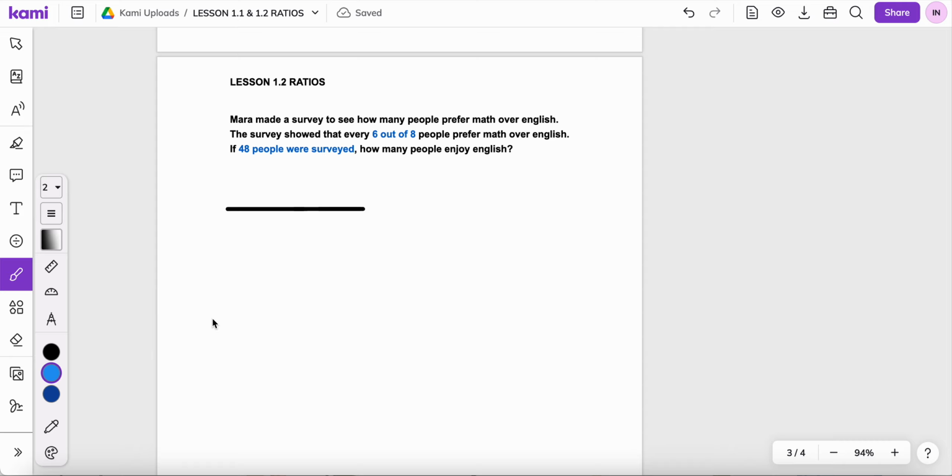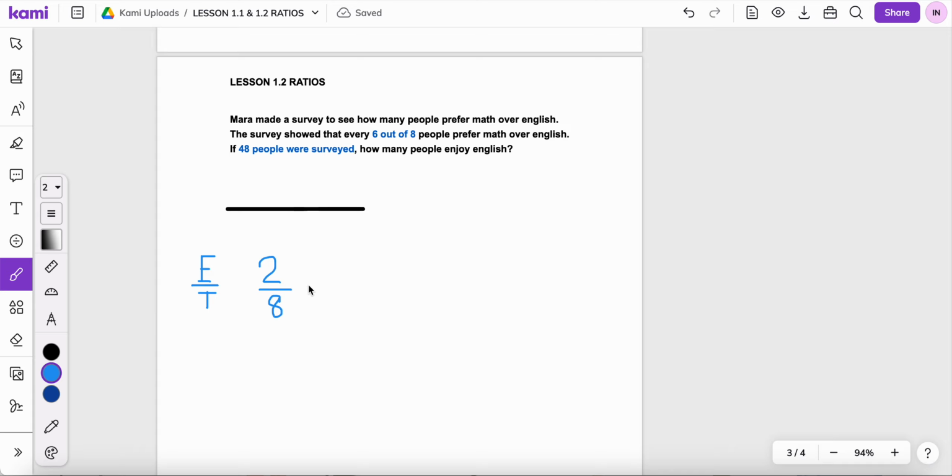So the ratio given right now is 6 out of 8 people that prefer math, but we want to solve for English, so I wouldn't really want to waste my time finding out how many people like math. So I am going to use 2 out of 8, since 8 represents our total. 6 is the part for math, so 2 is the other part for English. So I am going to write E over total, which is English over the total 8.